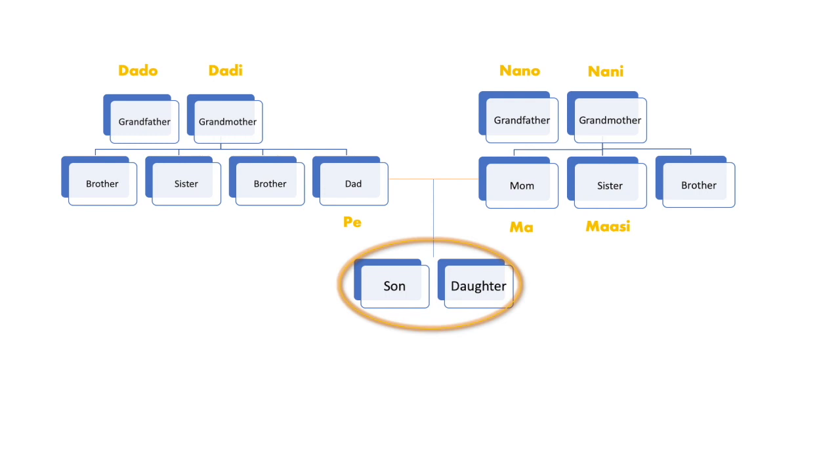The mom's sister is your masi. Mom's brother is your mamu. Let's say your masi gets married. Her husband is your maso. And if your mamu gets married, his wife is your mommy.